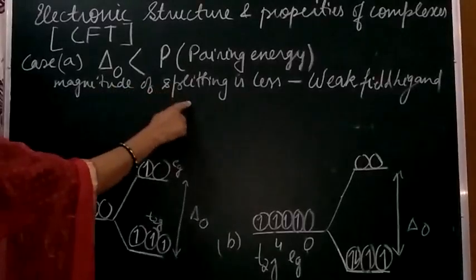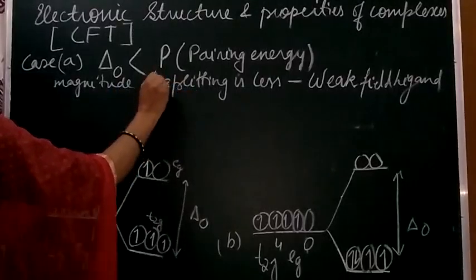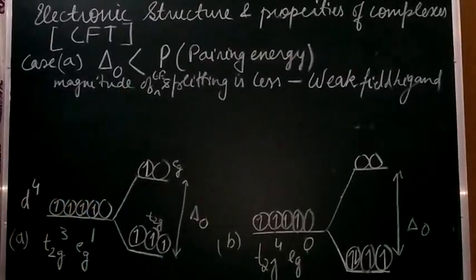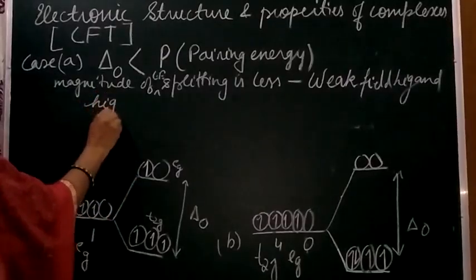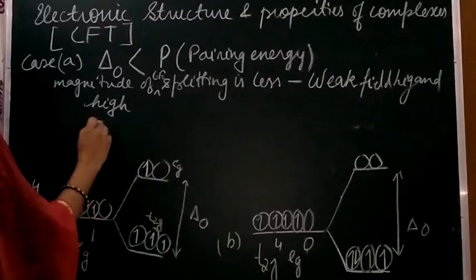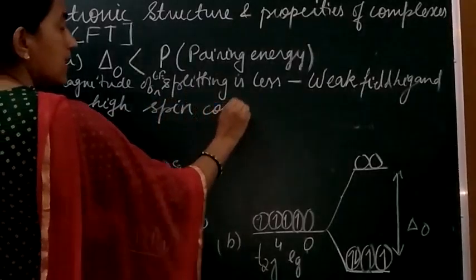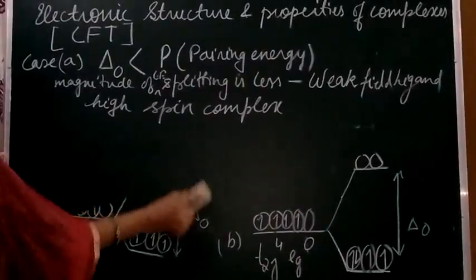So the crystal field splitting, CF, is less, and that is caused by the weak field ligand. So if it is a weak field ligand, the pairing will not be done, and we will get a larger number of unpaired electrons, so it will form a high spin complex, right? So I'm rubbing case 1 from here.